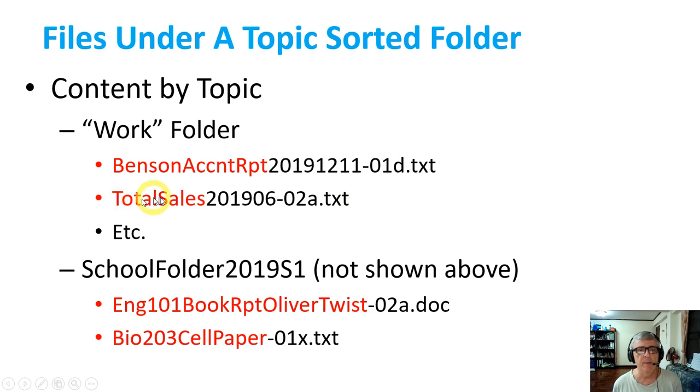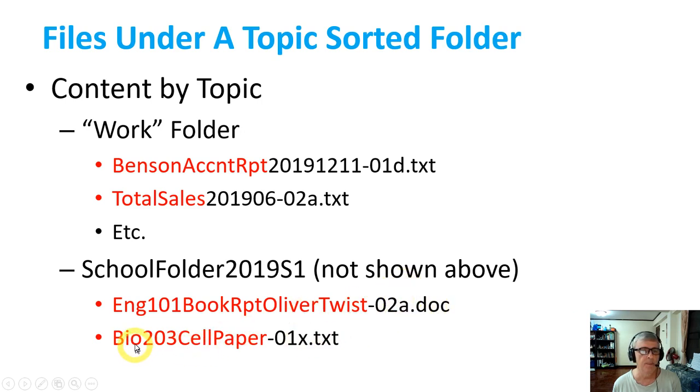The next thing might be total sales, and again, using the date format and then a version format, etc. So that would be a work folder. Now, here's a folder we didn't have on the first screen. It's not shown above: School folder, 2019, semester 1. And perhaps we have English 101 book report, Oliver Twist. This is the second version, first shot at the second version.